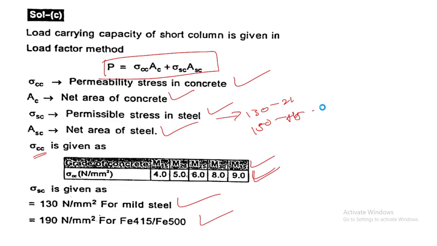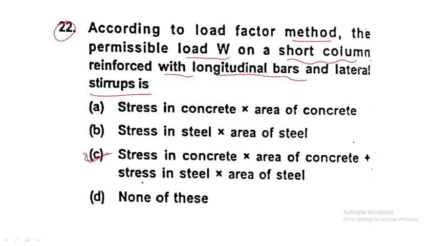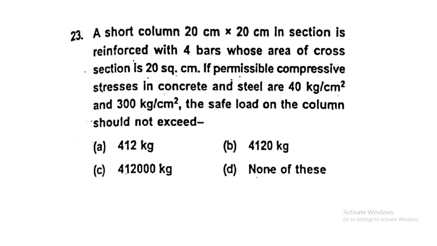Okay. So now the answer for this question is stress in concrete into area of the concrete, plus stress in steel into area of the steel. For which one? The permissible load W on a short column reinforced with longitudinal bars and lateral stirrups. See, according to the question the answer may change, right? Next question.